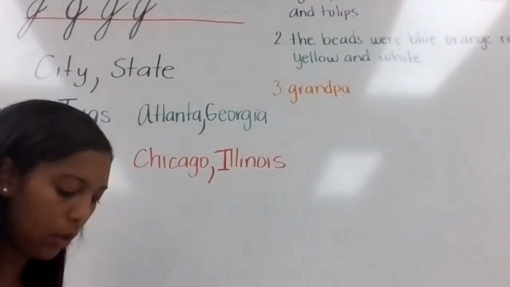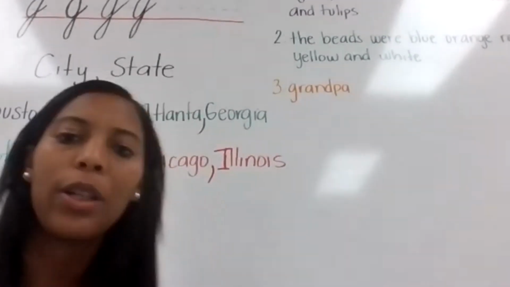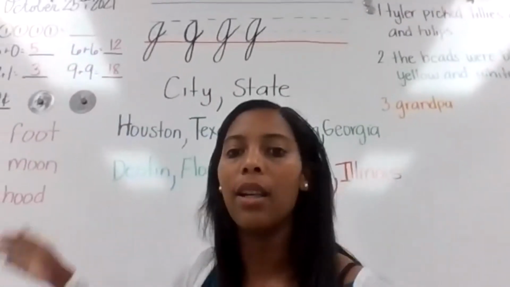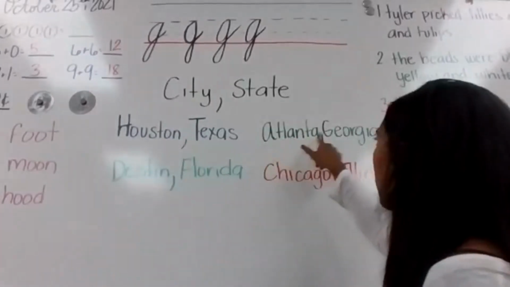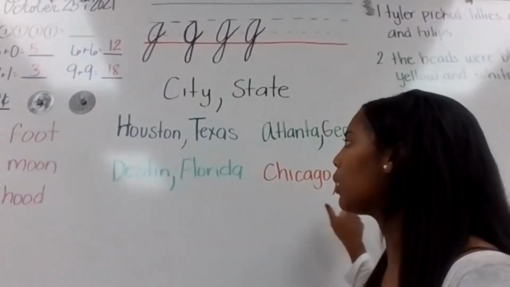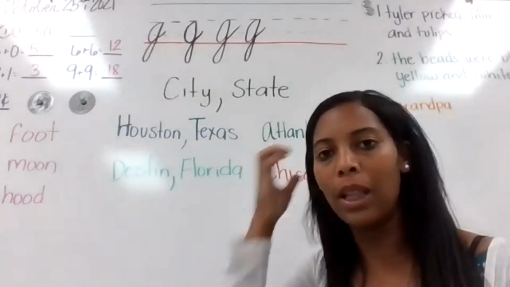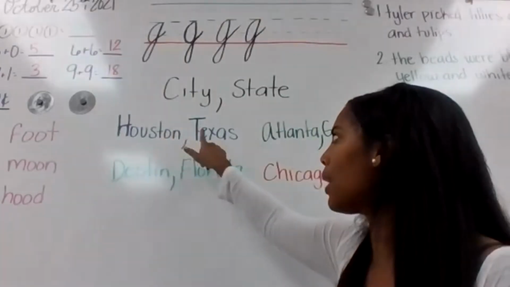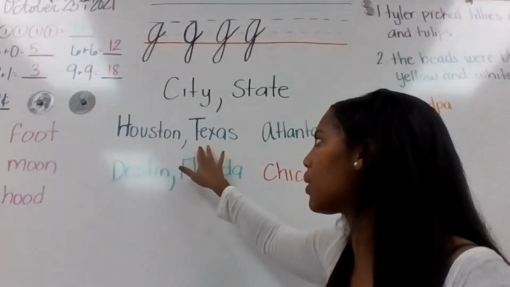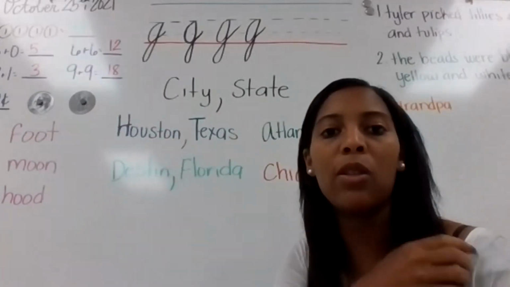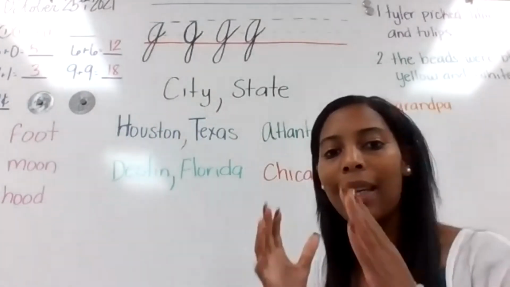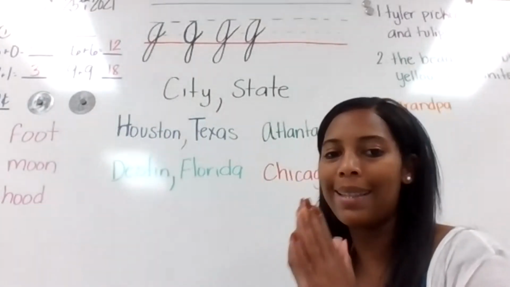Okay, do we have Chicago, Illinois? Okay, so these are just four examples of some cities and states. So we have Houston, Texas, Atlanta, Georgia, Destin, Florida, and Chicago, Illinois. So remember, a city and a state are proper nouns, so they have to be capitalized. You always capitalize the city and the name of the state, and you always place the comma between them whenever a city and a state is written together in a sentence.